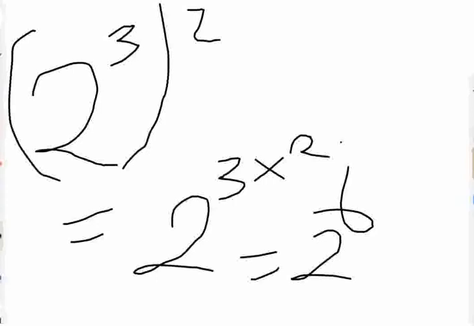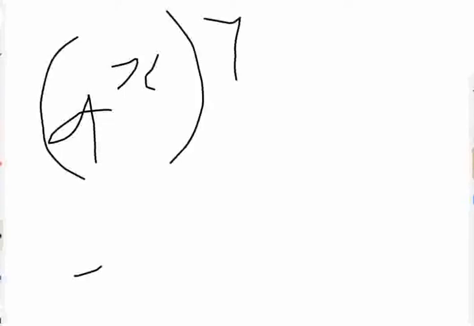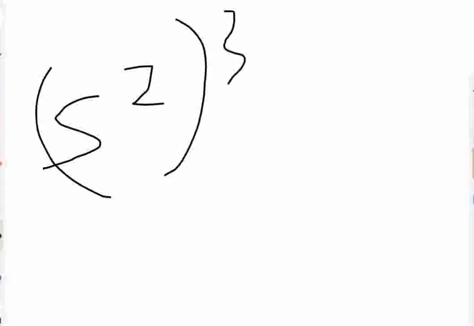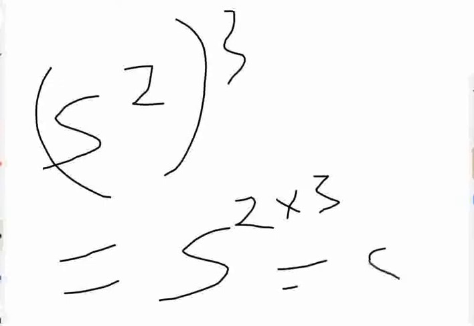Or we can easily say if we have a function like a to the power of x all to the power of y, this is equal to a to the power of xy. One more example. We have a function like 5 to the power of 2 all to the power of 3, which is equal to 5 to the power of 2 times 3, which is equal to 5 to the power of 6.